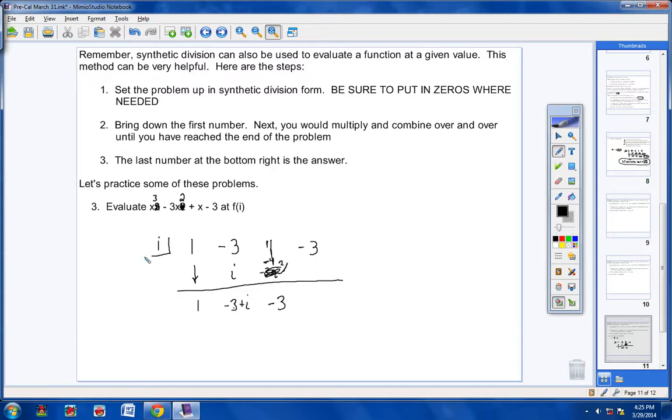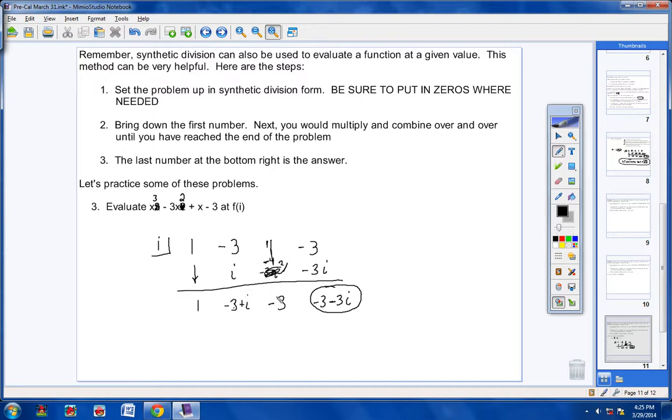And now we're going to multiply again. So i times negative 3 would be negative 3i, and you can't combine those, so you write them side by side. So you would write negative 3 minus 3i, and that would be your remainder.